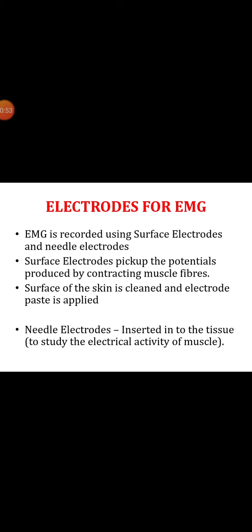The electrodes used for EMG are as follows. The EMG is recorded using surface electrodes and needle electrodes. The surface electrodes pick up the potential produced by contracting muscle fibers. The surface of the skin is first cleaned and then the electrode paste is applied. The needle electrodes are inserted into the tissue to study the electrical activity of the muscle.